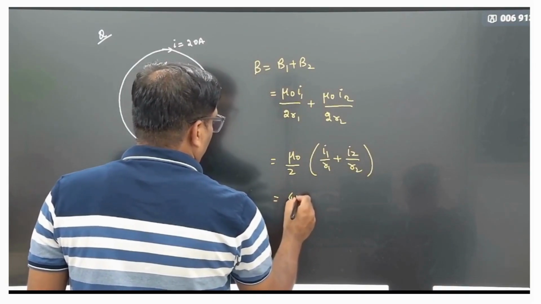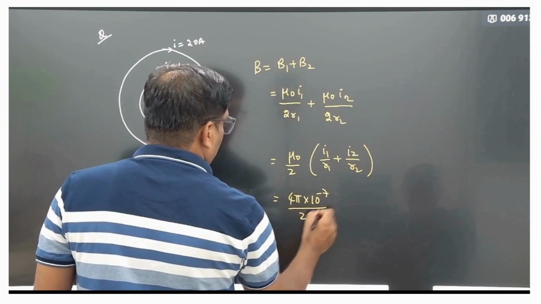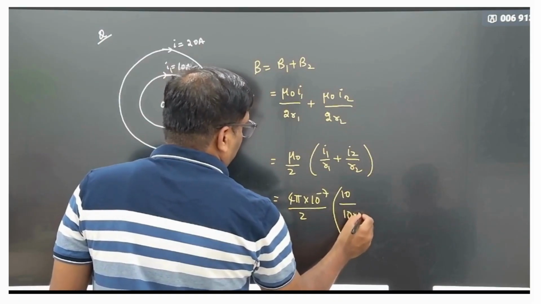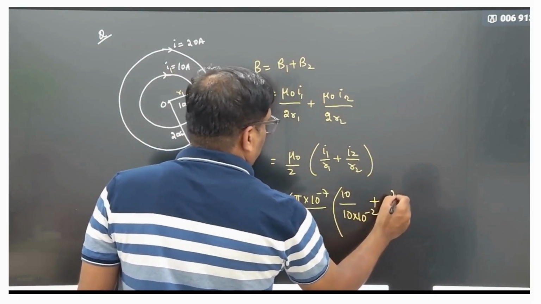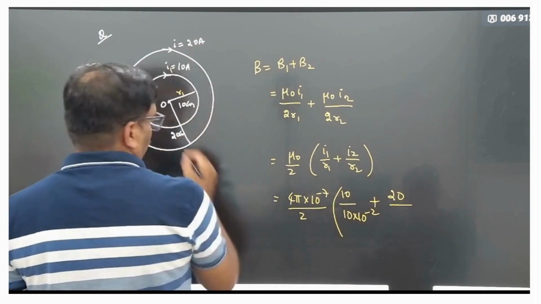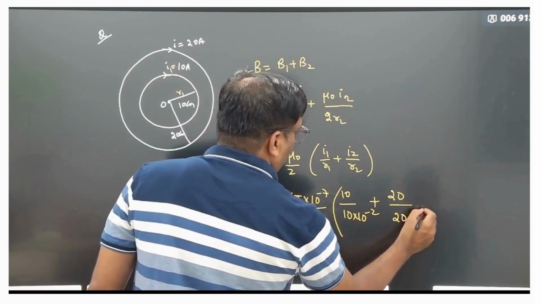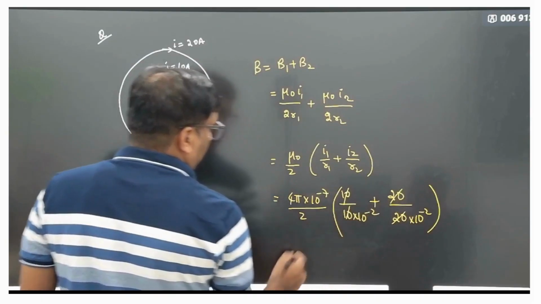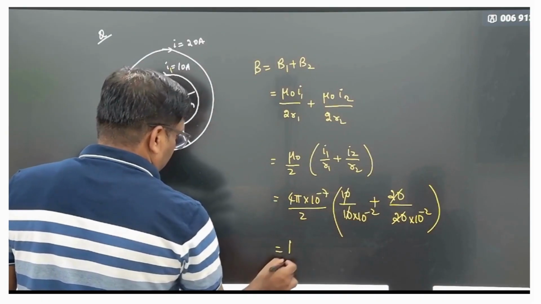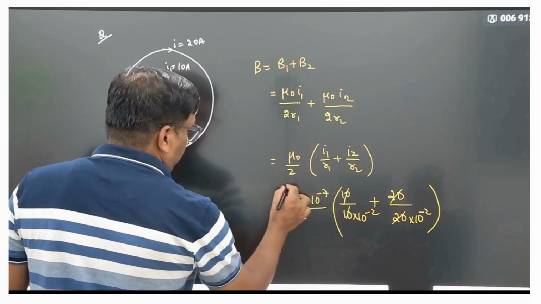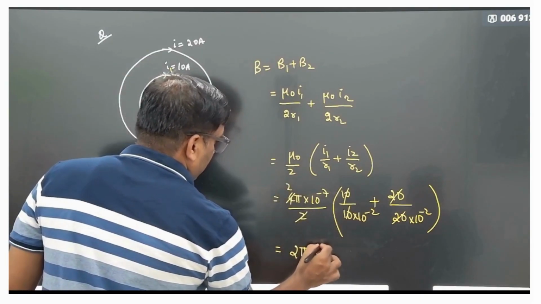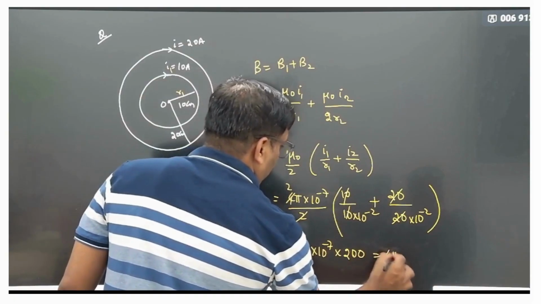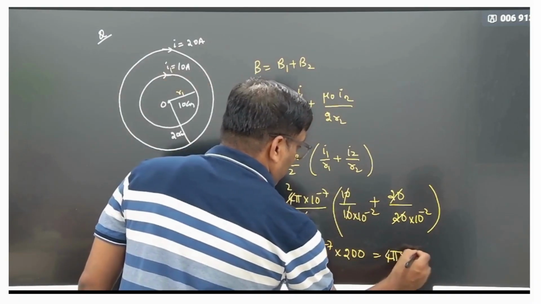The mu naught value is 4 pi into 10 to the power of minus 7, divided by 2. I1 is 10 ampere divided by R1, which is 10 centimeter, 10 into 10 to the power of minus 2, plus 20 ampere divided by 20 centimeter, 20 into 10 to the power of minus 2. What do you get? Here it will be 100, here also 100, therefore totally 200. So 4 pi divided by 2 is 2 pi, 2 pi into 10 to the power of minus 7, times 200. Two zeros will come, therefore 4 pi into 10 to the power of minus 5 Tesla.